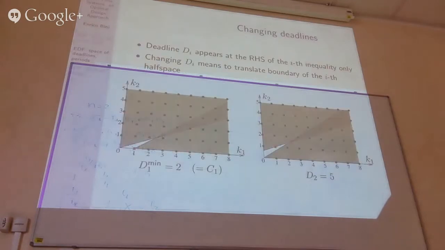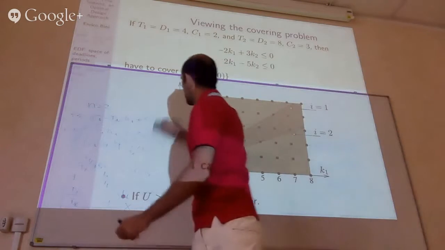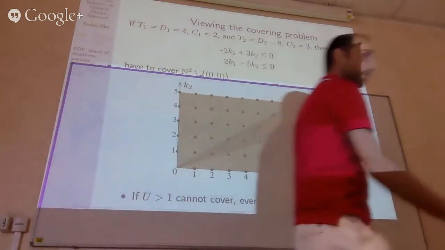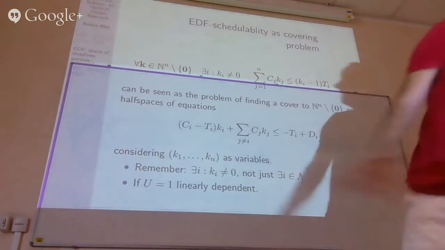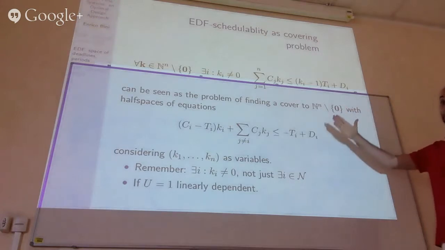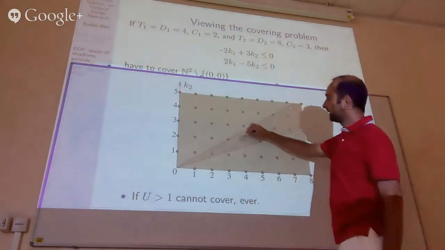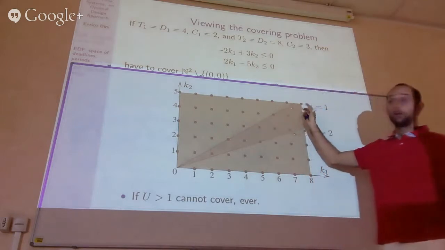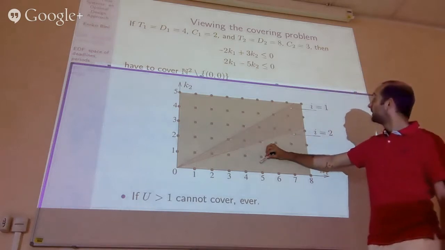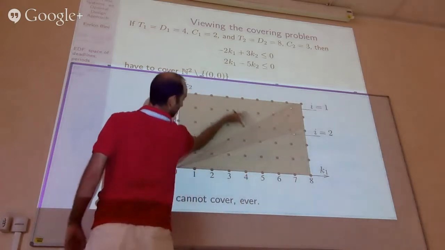Okay, what happens if we change the deadlines? Let's say that we are in this case, where we have utilization strictly less than 1. Since the deadlines are on this side, changing the deadline is just changing the level of the escalator. Decreasing D1 means taking this half plane and moving this way. If we decrease D2, it means taking this half plane up here and pushing it up.